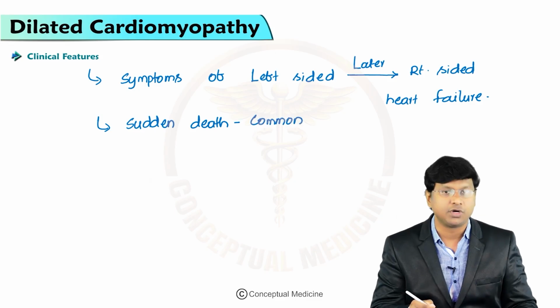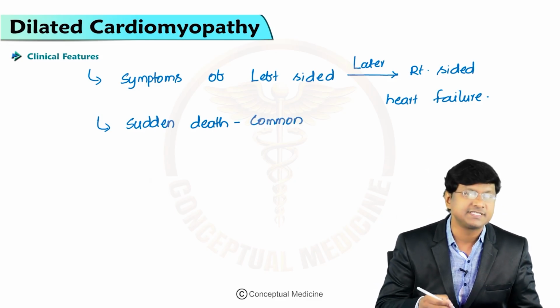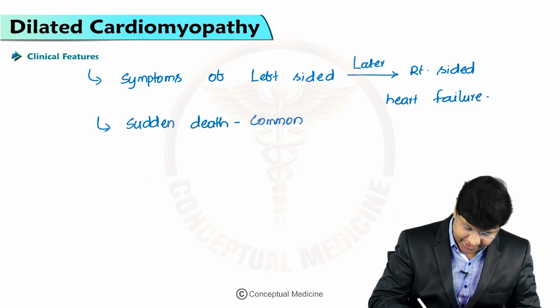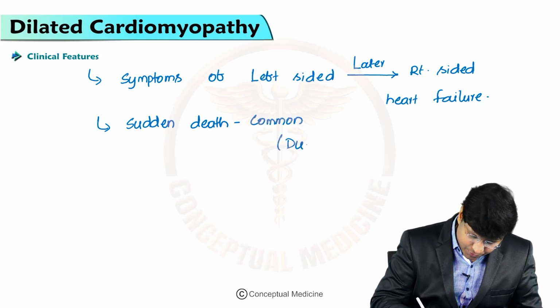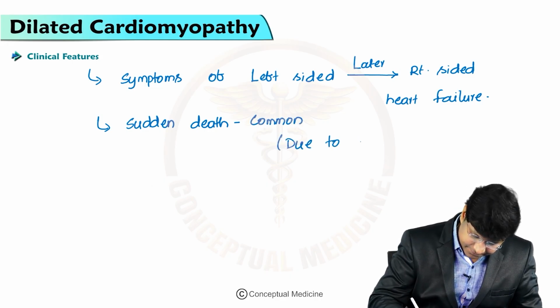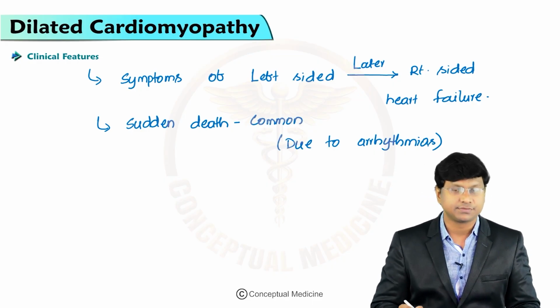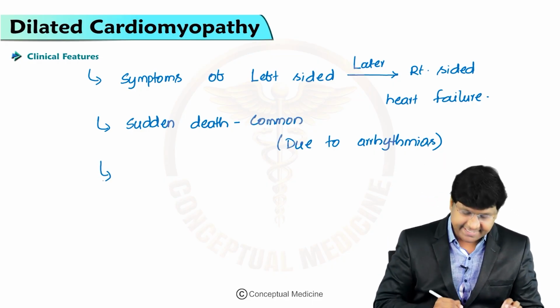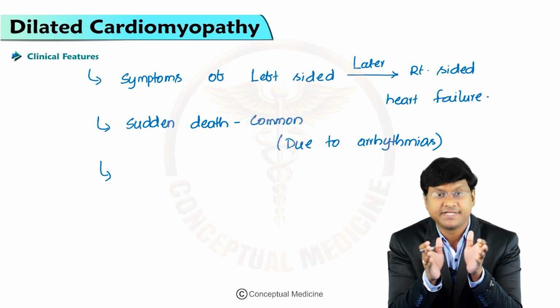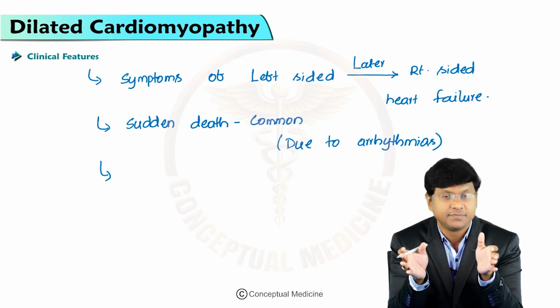Sudden death is common. And what is the reason for sudden death in these patients with dilated cardiomyopathy? That is due to arrhythmias. Now, apart from that, in these individuals, how will be the chambers? They have dilated chambers.